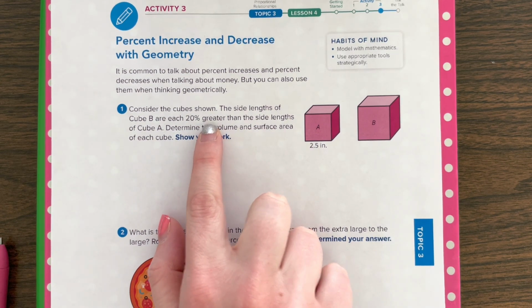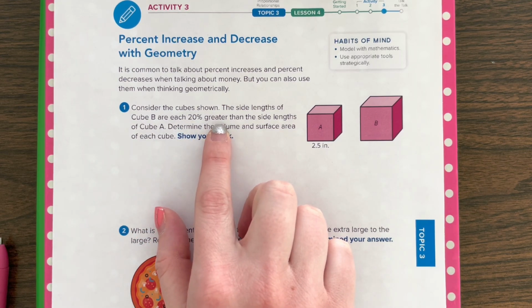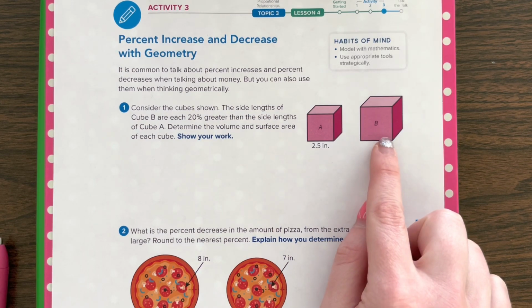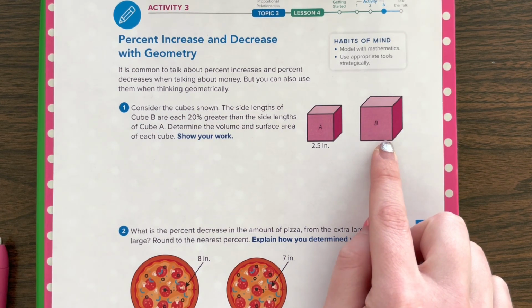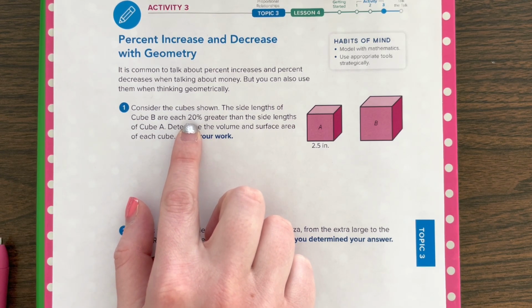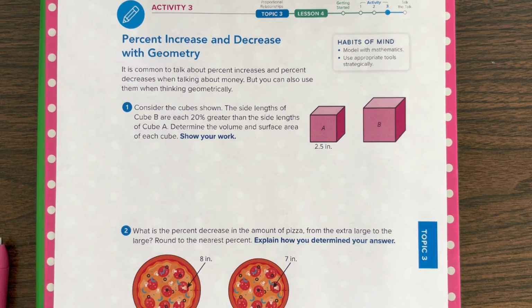When we're talking about cube B being greater, we're talking about a percent increase. So we're going to use this percent to figure out how much it increased so we can get the side length of B. To do this, we can use the percent equation, or we can use proportions. Either way works. For today, I'm going to use the percent equation.